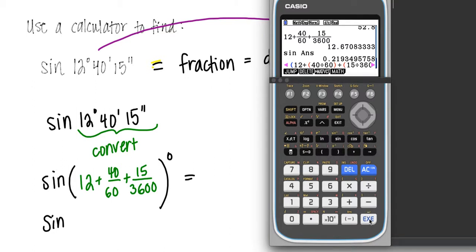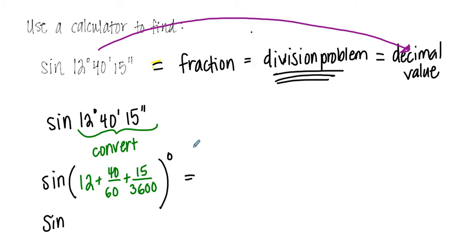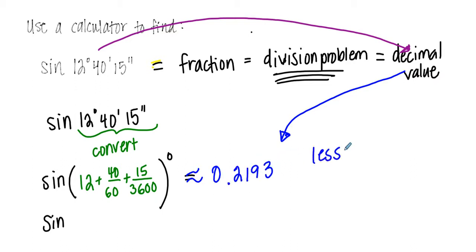So I'm going to come back here and show you. Now I'm going to round to 4 decimal places. 2193 is going to stay 2193 because of this 4. So 0.2193 is our answer. Remember, that division problem, which ends up being a decimal value, is approximately 0.2193. And remember, we talked about this being less than 1. Sine and cosine values will always be less than 1. So that's a good thing, 0.2193.